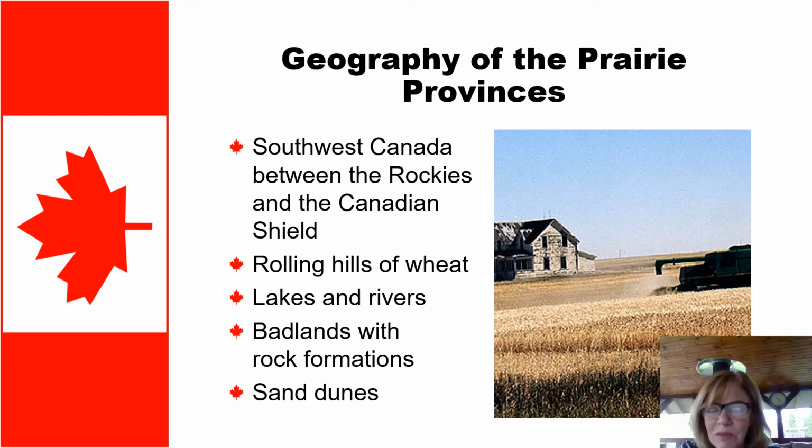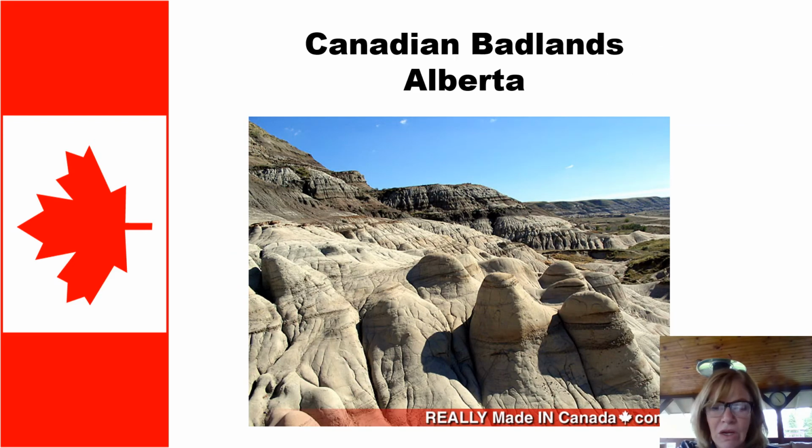Okay, and so here's an image that looks like it could be North Dakota, South Dakota. Wheat and other grains are very important there, especially down in the southern part. So in the southwest part of Canada, between the Rockies and the Canadian Shield, you're going to see rolling fields with a lot of wheat. You do have some lakes and rivers, all over actually. There are badlands that form sand dunes, and it's kind of a continuation of North Dakota, South Dakota as it moves up into Canada.